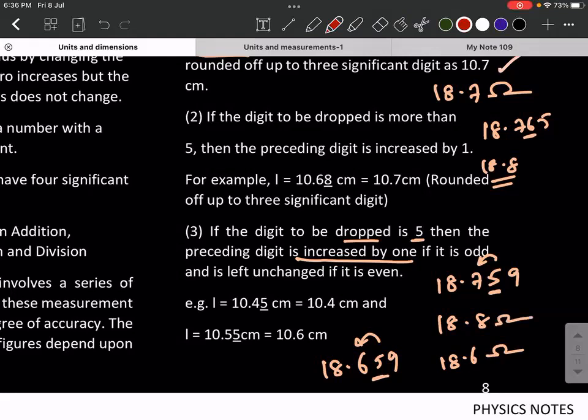Is it clear? If the digit to be dropped is 5, then the preceding digit is increased by 1 if it is odd, and is left unchanged if it is even. Is it clear? This is the technique used in rounding.